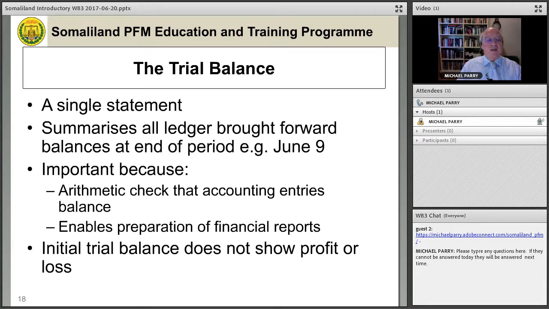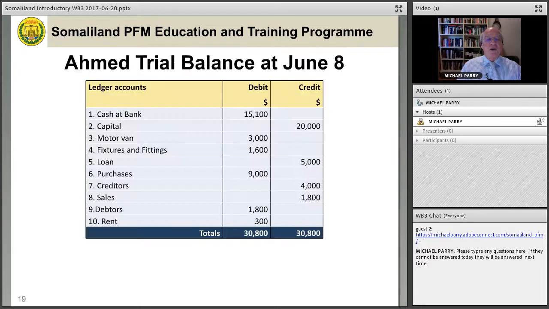And as we said, the initial trial balance does not show any profit or loss. So we have the 10 ledger accounts listed down the left-hand side, and the balance on each ledger account, and they do balance, we've done it correctly. They have a total of $30,800 on each side. Now at this stage, that's nothing more than a statement of what's already in the ledger accounts and an arithmetic check.